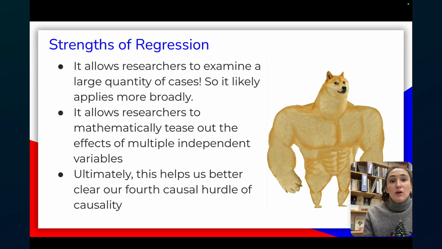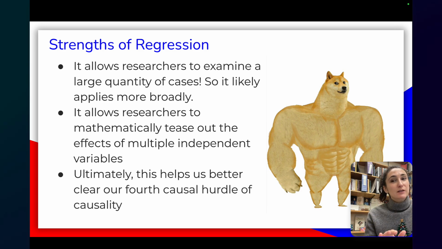Now, regressions are really great because they allow researchers to examine a large quantity of cases. So a regression and the results from it likely apply more broadly, okay? And it really allows researchers to mathematically tease out the effects of multiple independent variables at the same time, okay? But really, as I mentioned earlier, this is going to help us better clear our fourth causal hurdle of causality, okay? In any case, you have to include all of the relevant independent variables that you think are going to affect your outcome, that dependent variable.